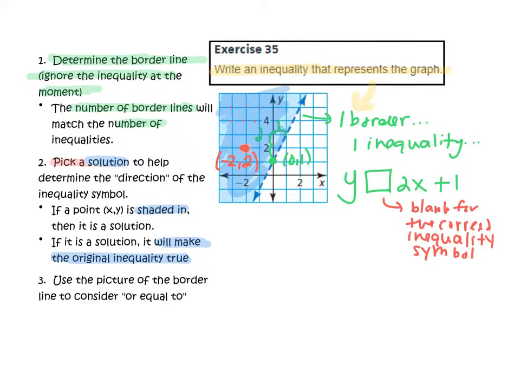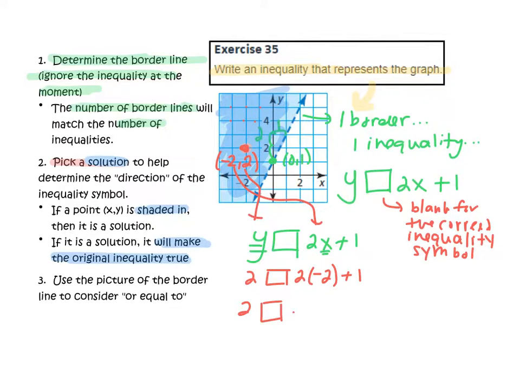So what I can do then is take the original inequality that I've started, right? I have everything but the inequality symbol. And instead of my x's and my y's, I can plug in my test point. If I plug in the y value and the x value, I would get 2, some sort of inequality symbol, 2 times -2 plus 1. When I simplify this, we get -4 plus 1. So the idea here is I'm comparing the number 2, and -4 plus 1, which is just -3. So we need to put a symbol here.